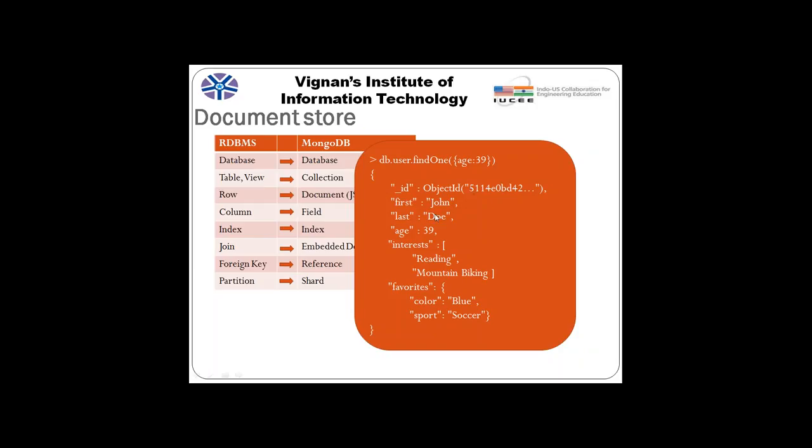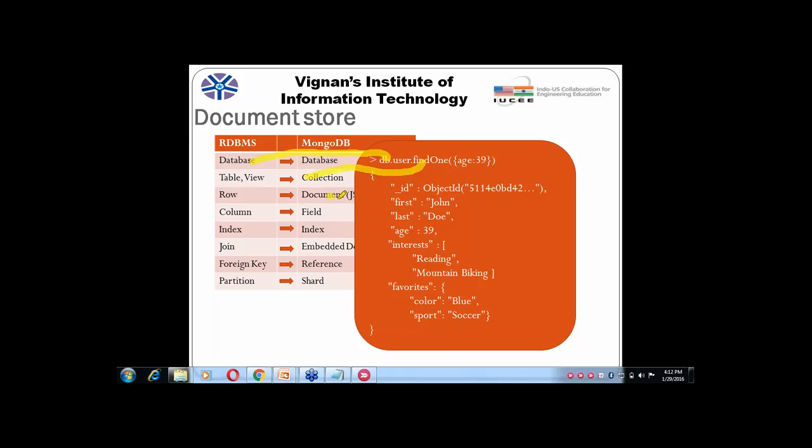Again, this is key and value, key and value. What are the values? Reading and mountain biking. Again a key, and again it has values. That means a key has a sub key and a value. So overall, one database, DB is the name of the database, and this is your collection. In that we have so many fields, which are termed key value pairs.